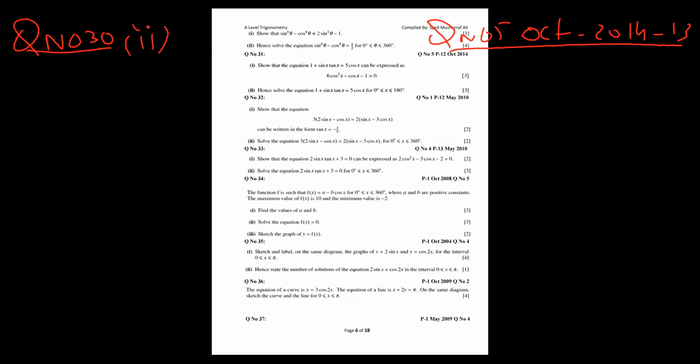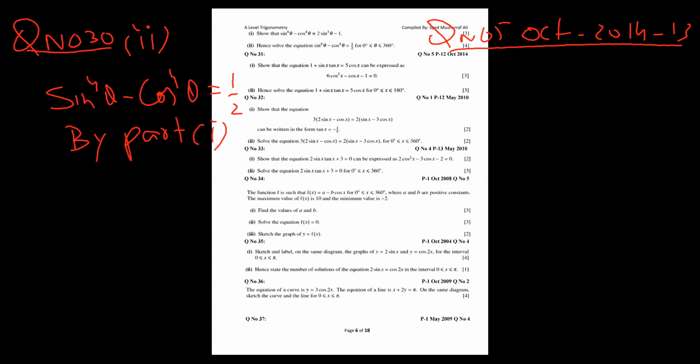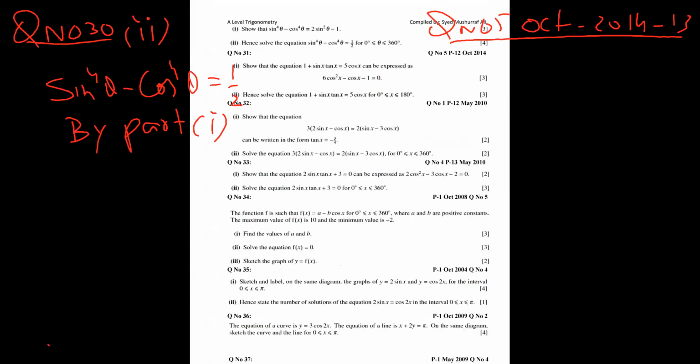Part number 2, he's asking sine 4 theta minus cos 4 theta is equal to 1 by 2. But the problem is that we can't solve directly here. We need either sine only or cos only. Like one trigonometric ratio we can use at a time. So I will take the help of part 1I. You know, part number 1I I just showed you, I will make a big diagram so you can understand. Look here.